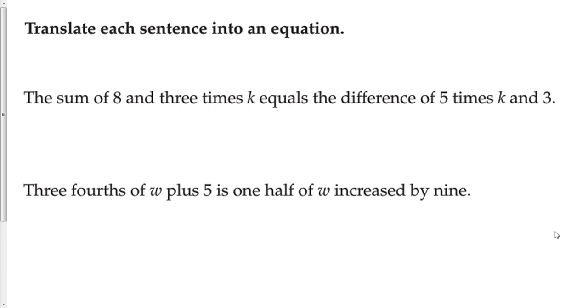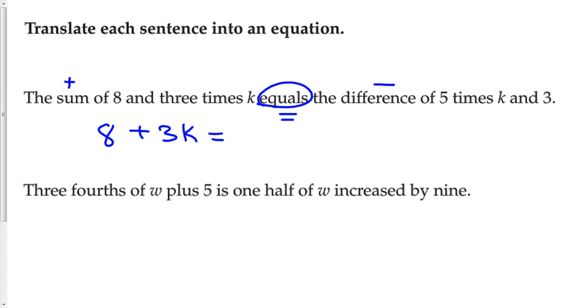So one of the first things we want to look for is the equal sign, the statement that says equals, or the declarative statement that says is or was or equals, and it basically is the linchpin. It's the piece that connects the two parts of what you're talking about. And so this is going to be where your equal sign is, and the things that come before are going to be on the left side, and the things that come after are going to be on your right side. And so it says the sum. So when they say sum, I know it's going to be a plus sign of 8 and 3 times k equals.